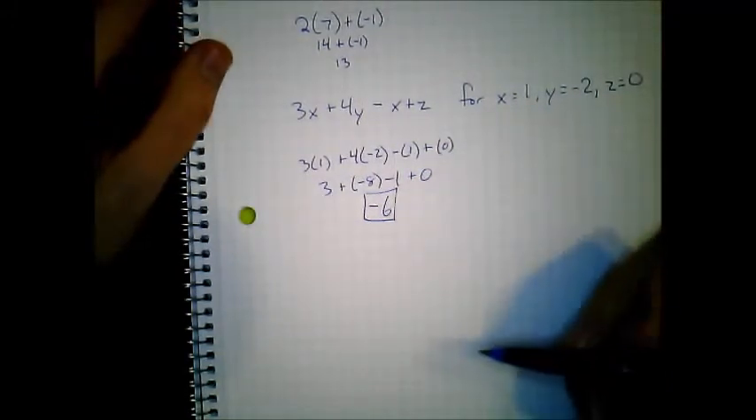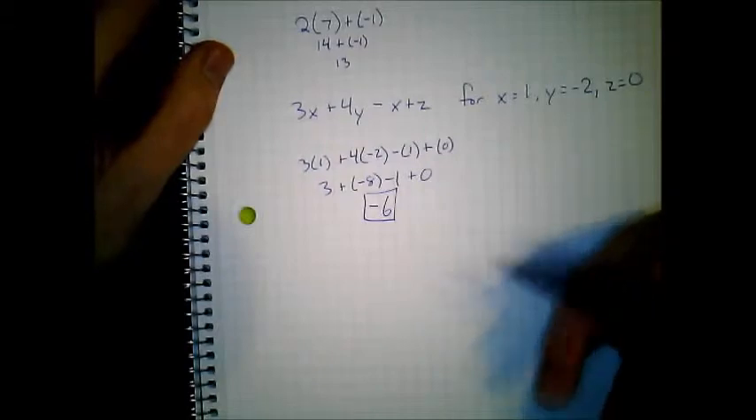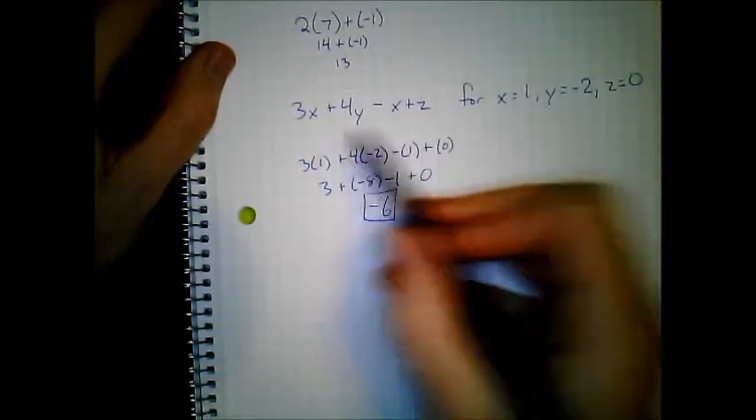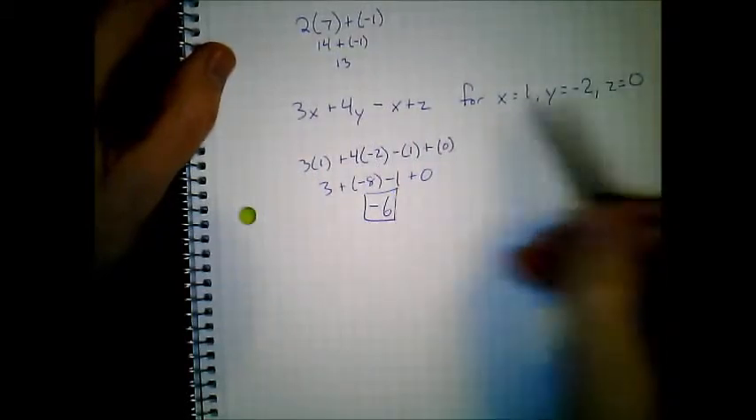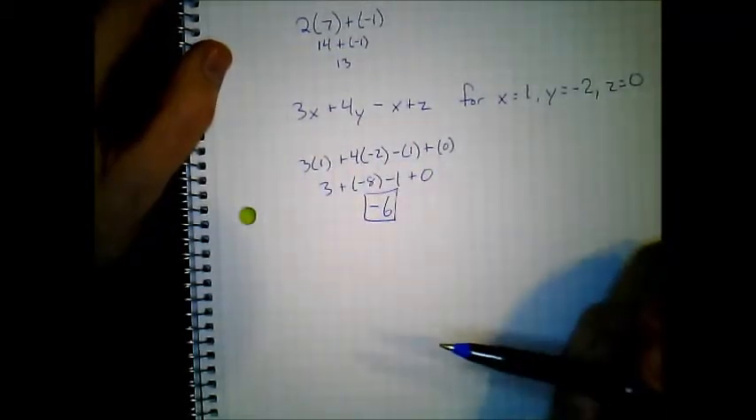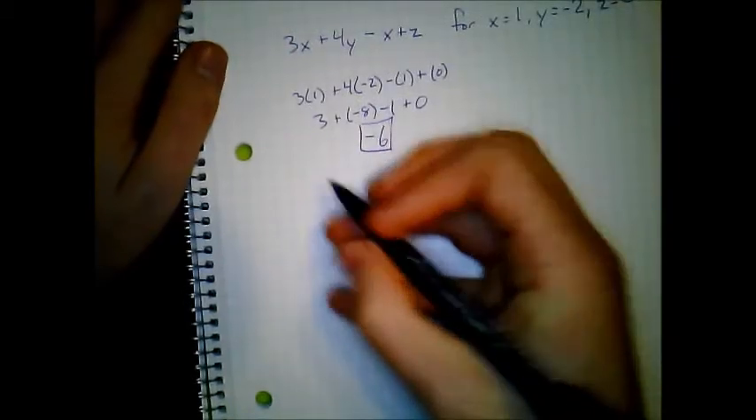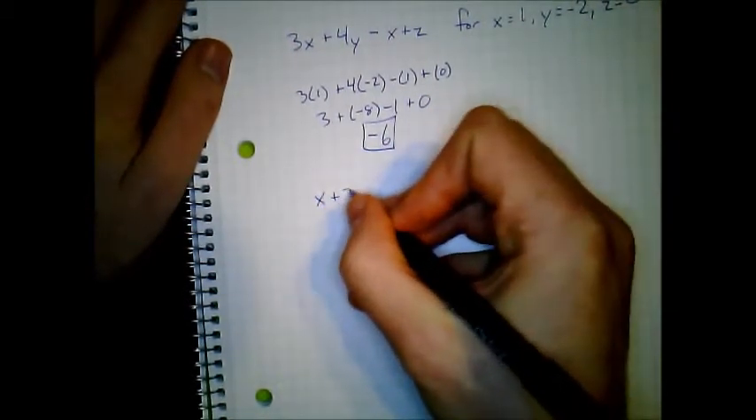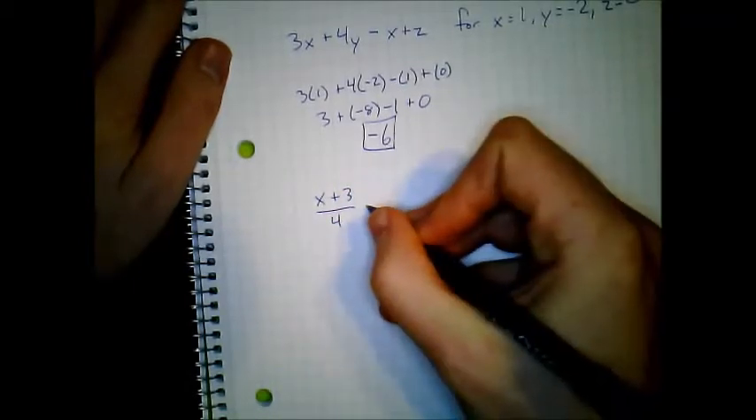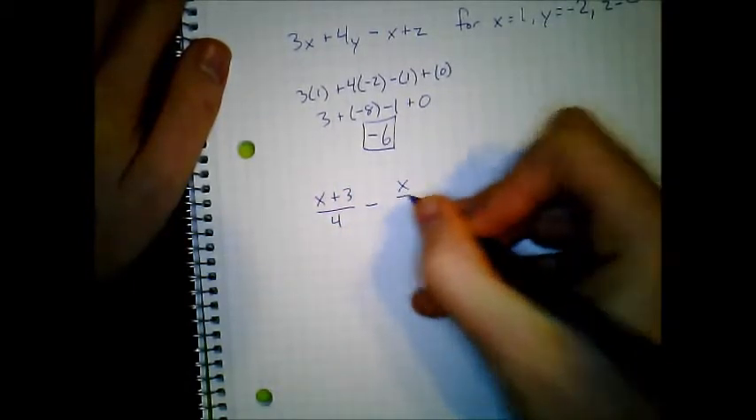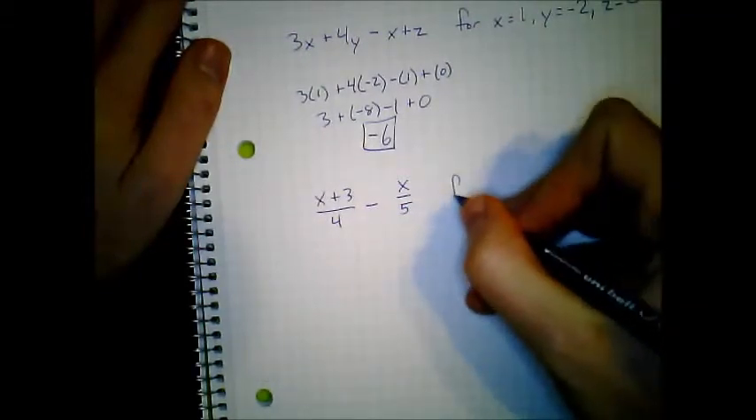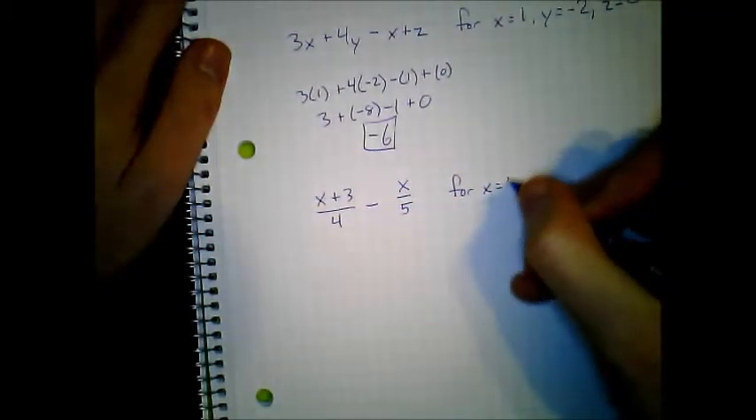It's not x equals negative 6, it's not y equals negative 6, or z equals negative 6, it's just a number, negative 6. Here's our rule, here's our expression. We're substituting these numbers in, doing our operations, and we're getting out a number. All right, in our last example, let's say we have x plus 3 over 4 minus x divided by 5. And we're going to evaluate this for x equals 5.